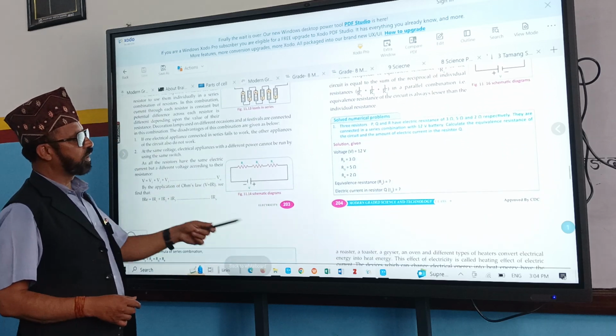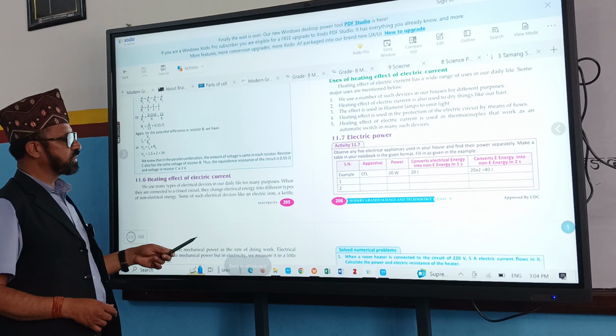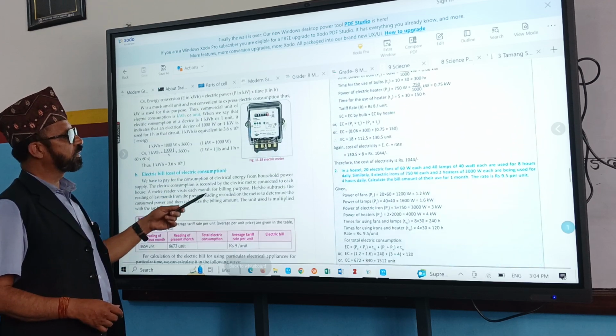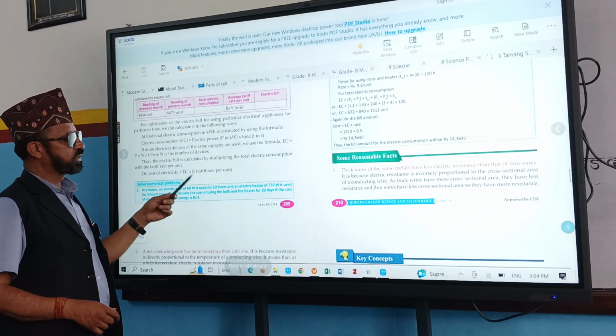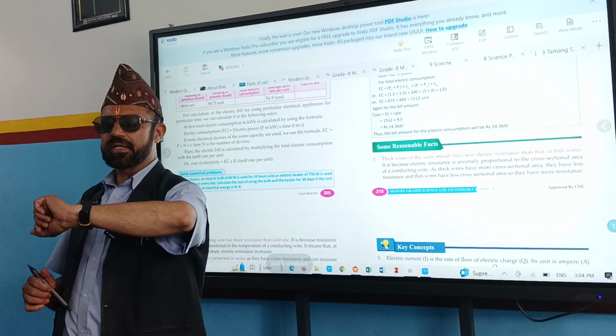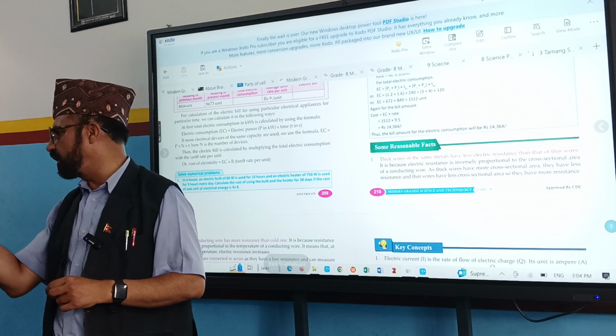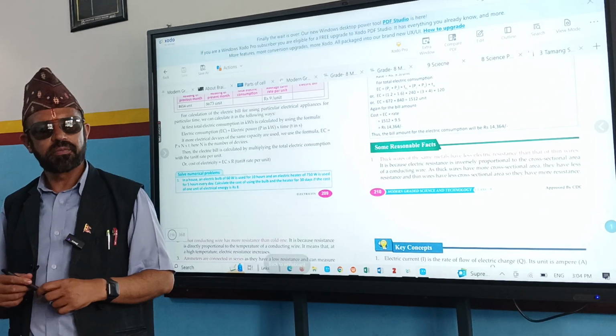So, two numerical problems are given here. You have to remember about this heating effect, and the next one, electric power consumption, we will be discussing next day. Will that be okay? Because we don't have more time. I think a small portion of the note is left. You can prepare now. All right, come on.